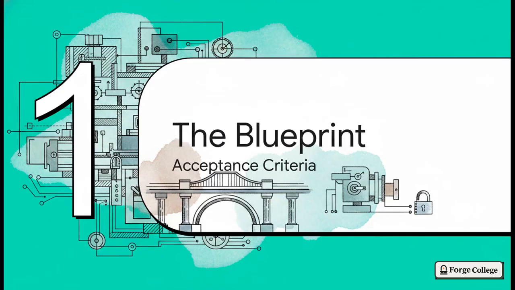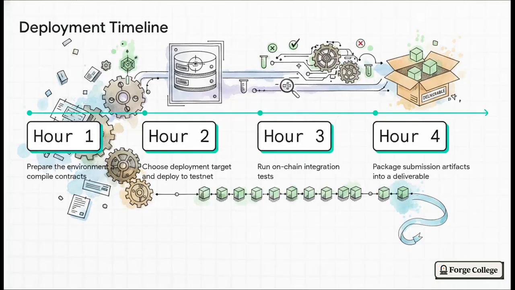Section 1, the blueprint, or defining the acceptance criteria. Look, you wouldn't just start building a bridge without a solid blueprint, right? Well, the exact same goes for our assembly line. This is our chronological path to take us from scattered bits of code to a polished, working machine. Think of it like this. Hour 1 is all about prepping your environment. Getting dependencies installed and compiling contracts so everything is super fresh. Then, Hour 2, we pick our deployment target and push the code out there. Hour 3, that's the really fun part. We run our integration tests and actually watch the gears turn. And finally, Hour 4 is boxing the whole thing up into a nice coherent deliverable.